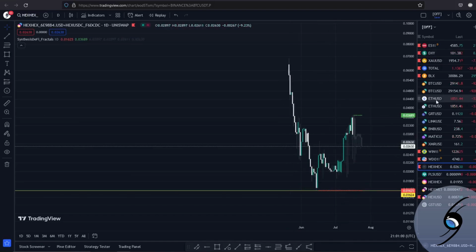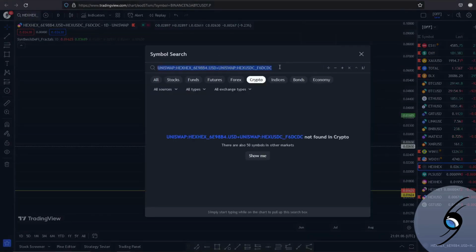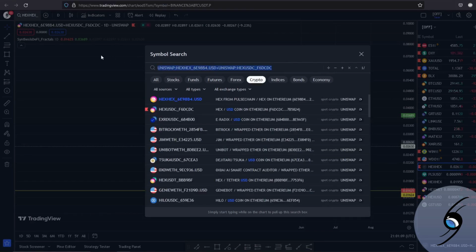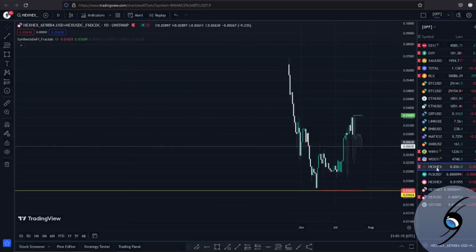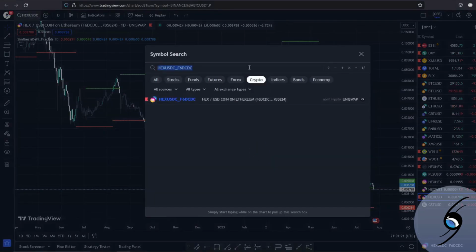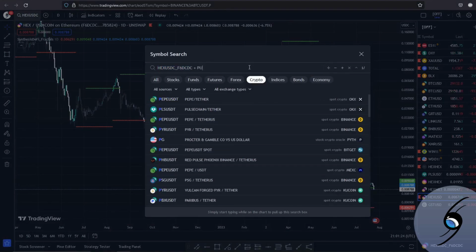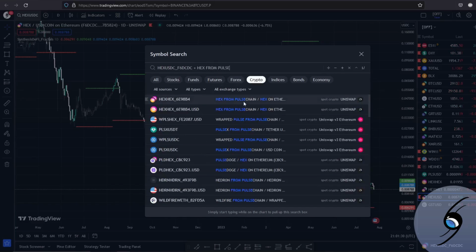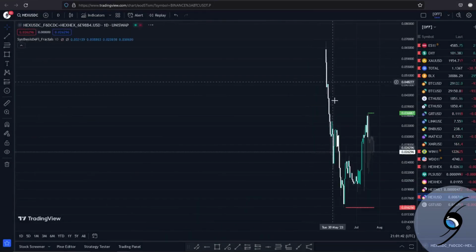So pay attention, because it's not melting the market just like you guys think. How do you see this price? You can just copy and paste this code here in the symbol search, which I will share in the description, or even better, you can open your HEX price in Ethereum, go to symbol search, and sum it with PHEX price. So HEX from Pulse, right? Do not select the first one, because what we're looking for is the HEX price in USD terms. So you just sum this symbol, and there it is.